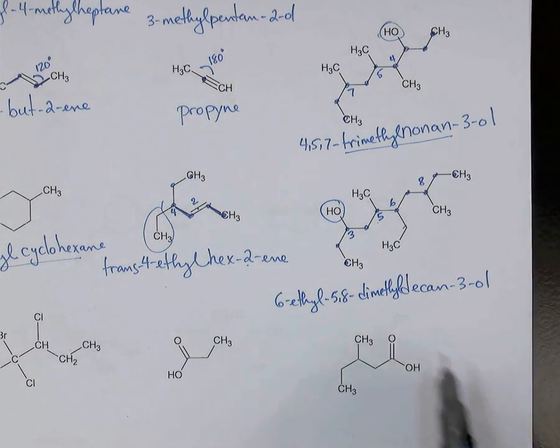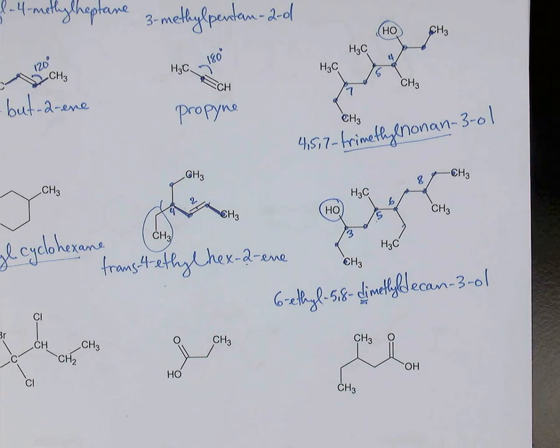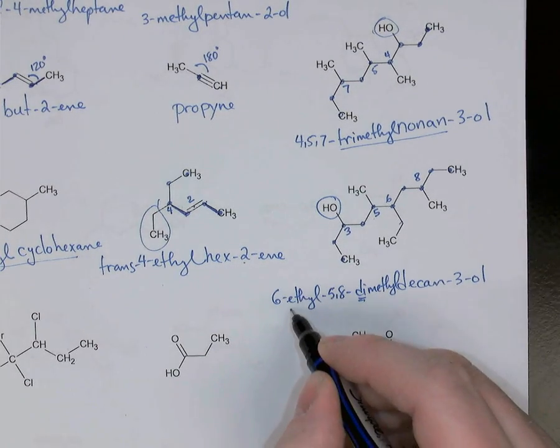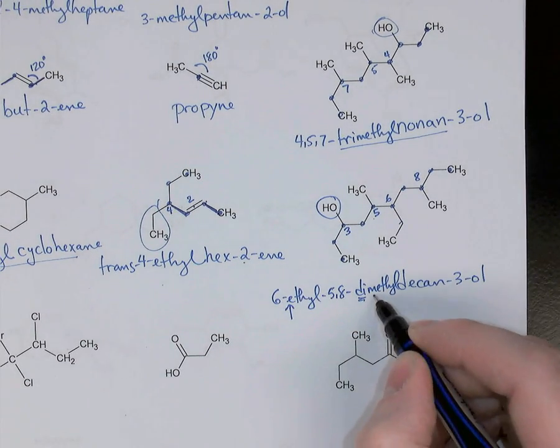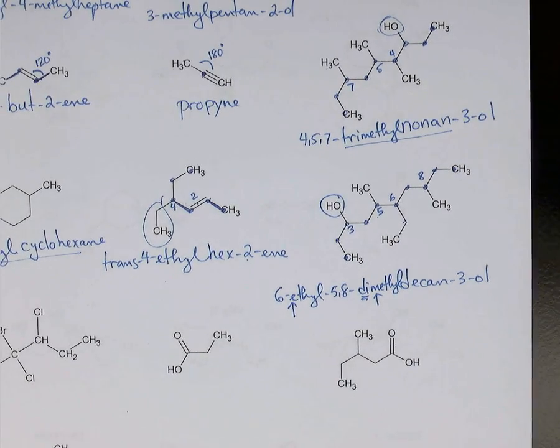Remember, when alphabetizing the branches, you do not alphabetize by the prefixes. So 2 methyl branches, we said dimethyl, but when we alphabetized, we looked at the E in ethyl and the M in methyl, and we named the ethyl first.